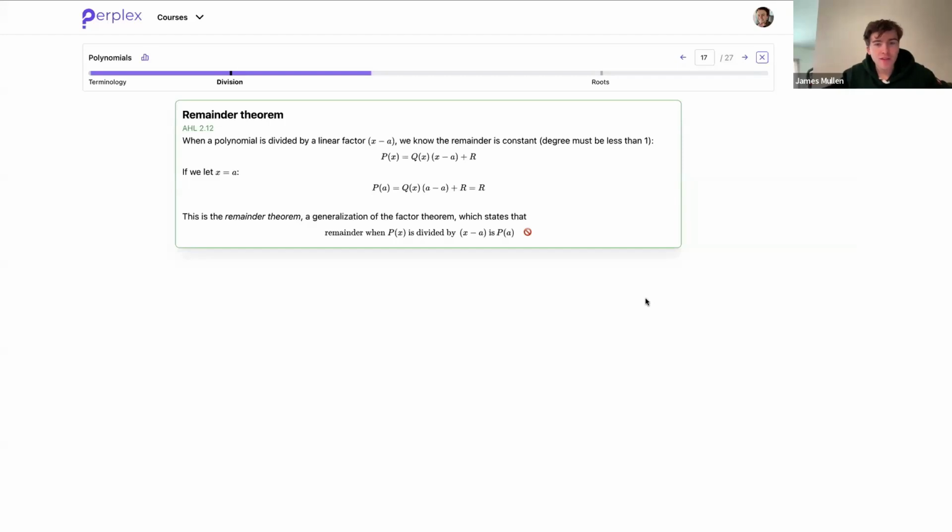Now what happens if I let x equals a again? I evaluate p of a, and I get q of a, sorry. It's not going to make a difference. And it's going to be multiplied by a minus a, which is still going to be 0. And then all I'm left with is the plus r. And then that gives us this remainder theorem, which is a generalization of the factor theorem. And it says that the remainder, when p of x is divided by x minus a, is p of a. Okay, so you take the negative of whatever's in there, and you plug it into the polynomial, and that gives you the remainder. Let's look at an example.